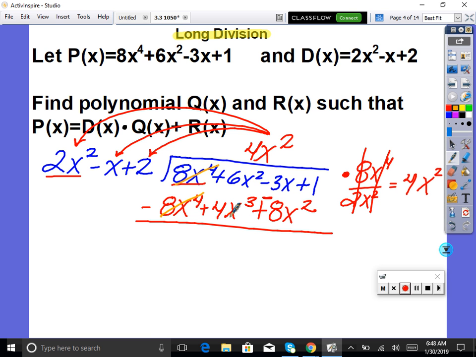So, combine the x cubes. We have 4x cubed. Any other x cubes in here? So we have a 4x cubed. Then 6x squared minus 8x squared is negative 2x squared. Then we have a minus 3x. Then plus 1. And now we're just starting over again.